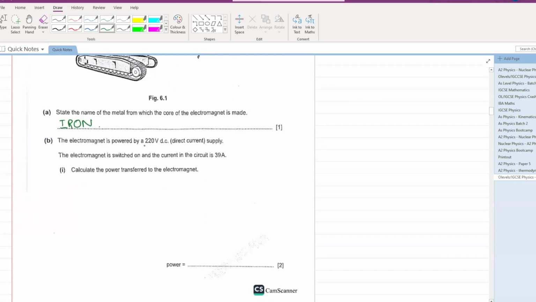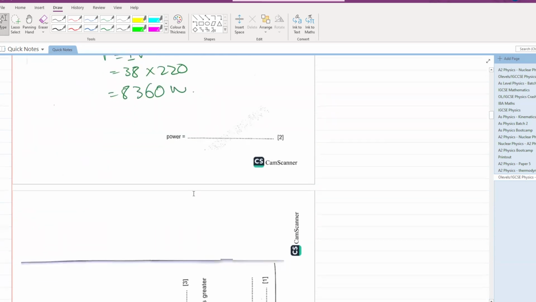The electromagnet is powered by a 220 volts DC supply. The electromagnet is switched on and the current is this. Can you calculate the power? Yes. Power is equal to IV. What is current? 38. What is voltage? 220. 38 into 220 comes out to be 3860 volts. Let's further move ahead.